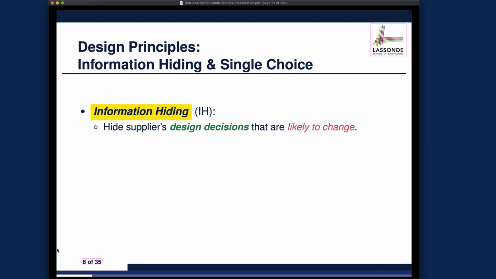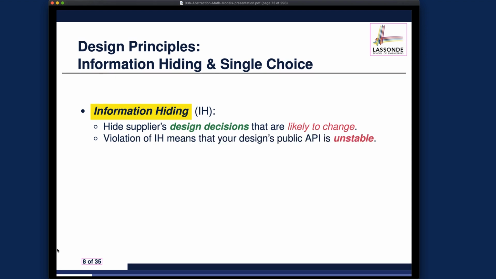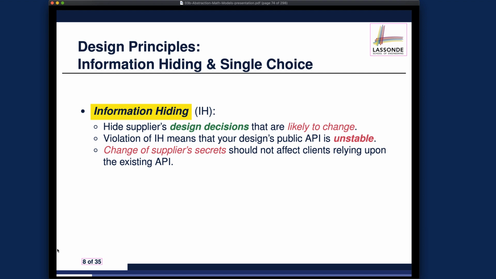But should the clients be bothered by that? No, absolutely not. Violation of information hiding means that your design's public API is unstable. I'll demonstrate that to you in just a moment. Also, when you change the supplier secrets, you should not affect the clients relying upon your existing API. Let's say the client is already very used to strategy number 1 for your contracts. If you change to strategy number 2 and suddenly change the contracts, the client will be shocked, right?